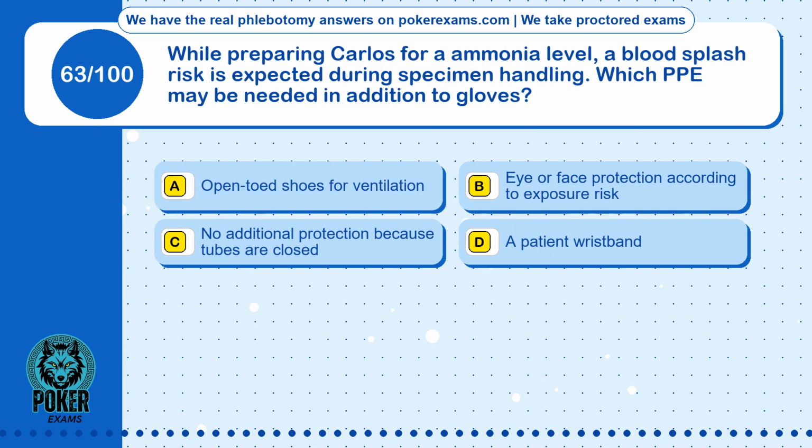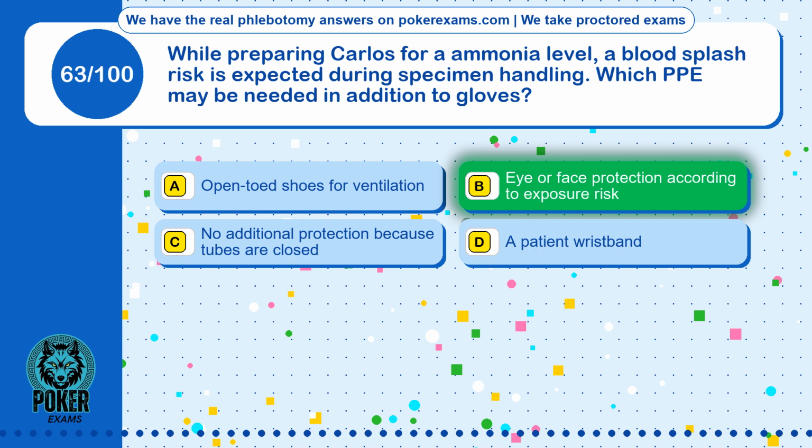Question 63. While preparing Carlos for an ammonia level, a blood splash risk is expected during specimen handling. Which PPE may be needed in addition to gloves? Option A, open-toed shoes for ventilation. Option B, eye or face protection according to exposure risk. Option C. No additional protection because tubes are closed. Option D. A patient wristband.